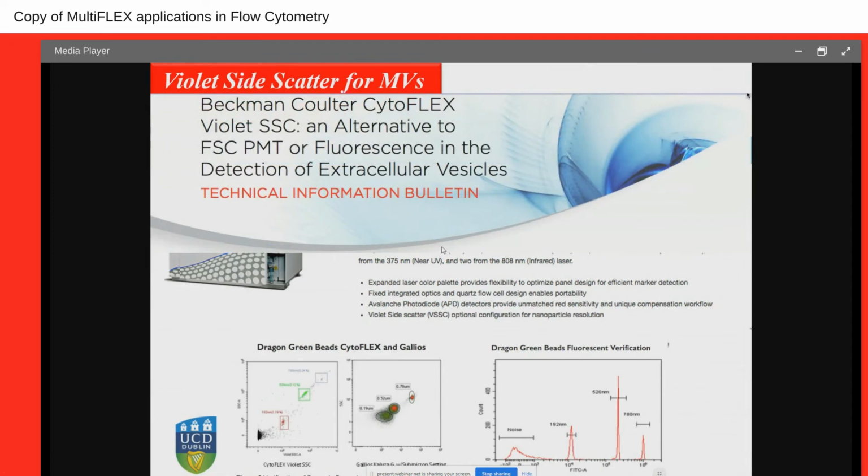This is a technical note from Beckman Coulter. You can see here, violet side scatter is an optional configuration for nanoparticle resolution, to be able to clearly separate the noise from the different kinds of, in this case, sizing beads. Okay? These are the Dragon Green beads analyzed on the CytoFlex by John Tigges and Vasilis.